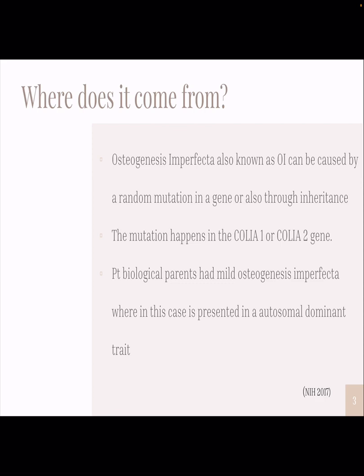Where does it come from? OI is caused by a random mutation in the gene or can also be inherited. The genes are COL1A1 and COL1A2. When the gene is mutated, collagen production can be slowed or stopped. For this particular patient, the collagen production is just slowed since type 1 is a mild case of OI. For this particular case, the patient has a biological parent who's also been diagnosed with OI in the past. This can be seen as an autosomal dominant trait.